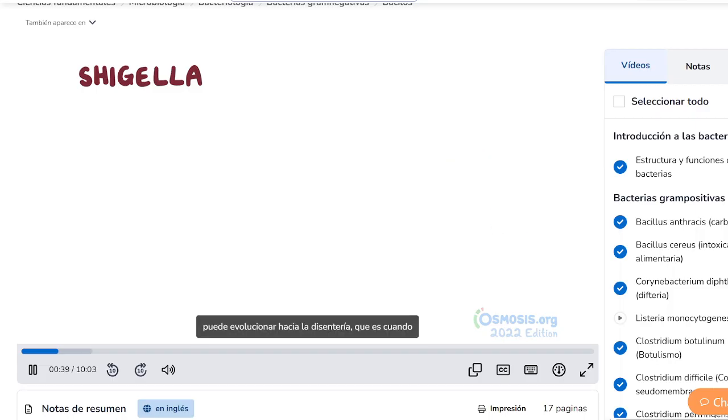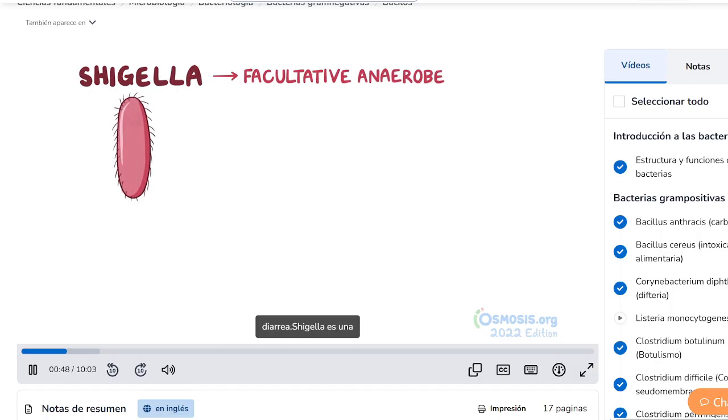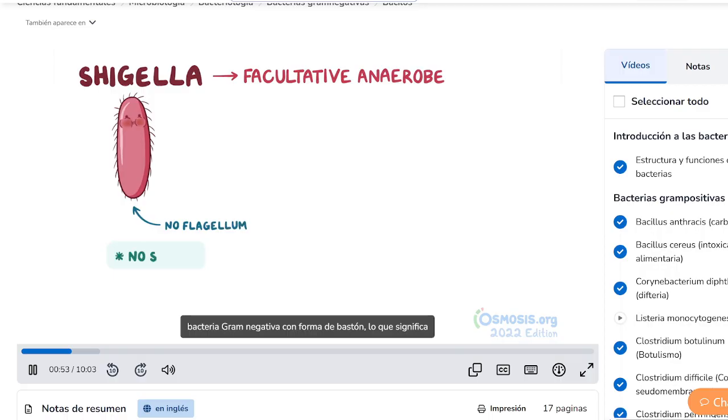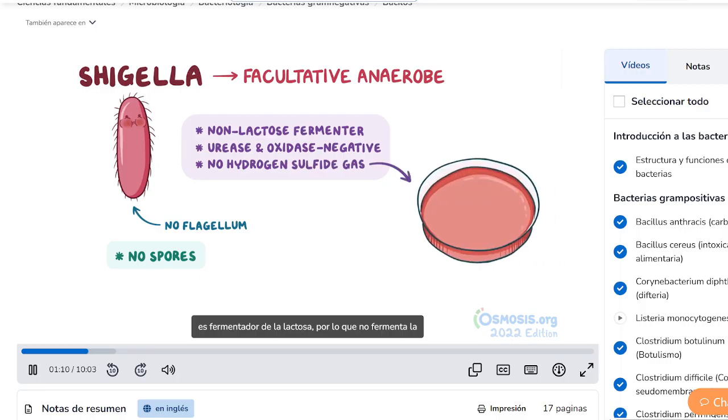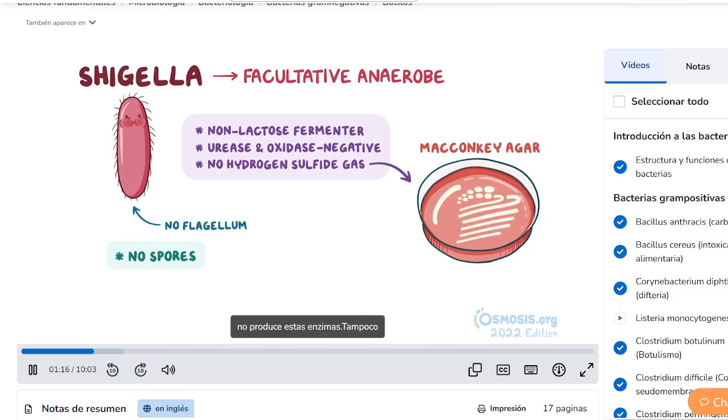Now, Shigella is a gram-negative, rod-shaped bacterium, meaning it looks like a little red or pink stick on a gram stain. And it's a facultative anaerobe, so it can survive with or without oxygen in the environment. It has no flagellum, making it non-motile, and it does not form spores. It's also a non-lactose fermenter, so it doesn't ferment lactose. And it's urease and oxidase negative, meaning it does not produce these enzymes. Finally, it doesn't produce hydrogen sulfide gas either, and this can be used to selectively identify Shigella on special culture mediums like MacConkey agar. On this medium, Shigella mostly forms white, non-lactose fermenting, non-hydrogen sulfide producing colonies.